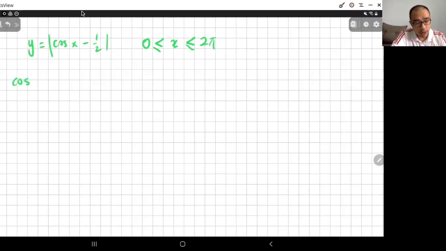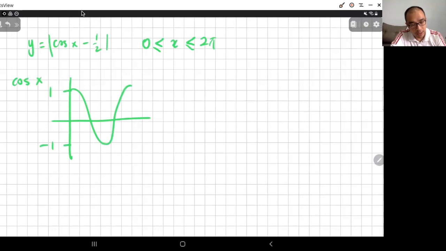If it is a cos x graph, y = cos x, the graph will look like this. Highest is 1, lowest is negative 1, starting at 0 and ending at 2 pi. That's the standard one. Now what we do is subtract a half. What does the negative half mean? It means the whole graph moves down half a step.